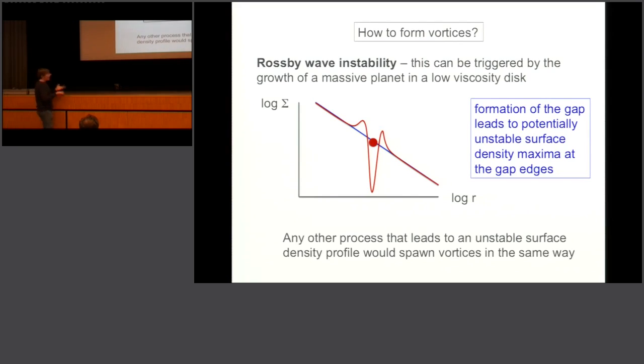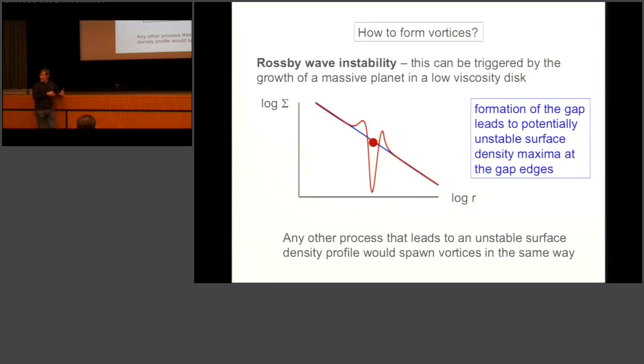Okay, so that's how a planet could do it. Let's emphasize that any other process that led to an unstable surface density profile could work to spawn vortices in exactly the same way. So there's nothing really special about the planet situation. It's just that forming a planet is actually a rather good way of producing this unstable situation at different locations in the disk. Now, something else you might note is that how this would work does depend somewhat on how the planet is formed, okay?